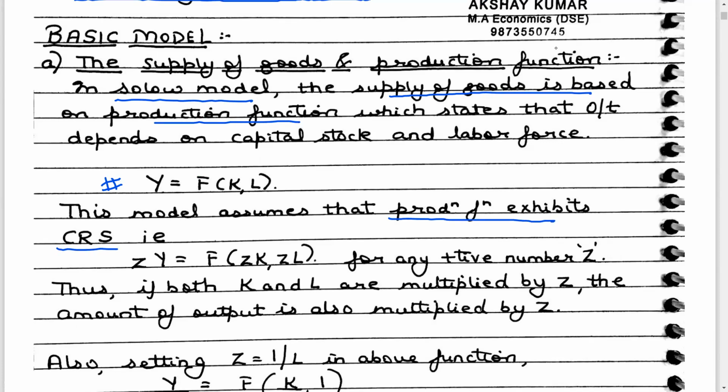Constant returns to scale means if you scale up your capital from K to ZK, and if you scale up your labor from L to ZL, your output will also scale up from Y to ZY. This means that output is increasing in the same proportion as capital and labor. So the Solow model assumes the production function to have constant returns to scale.